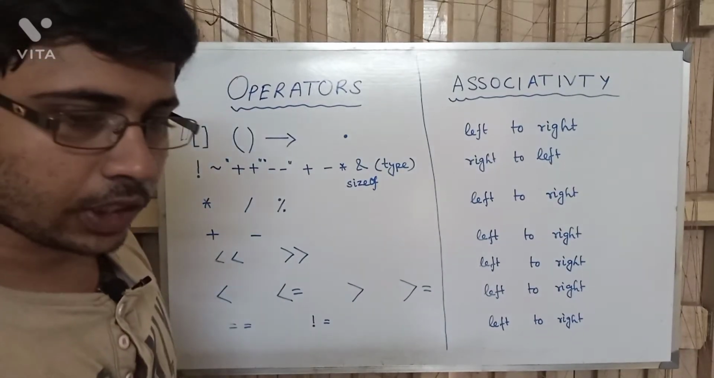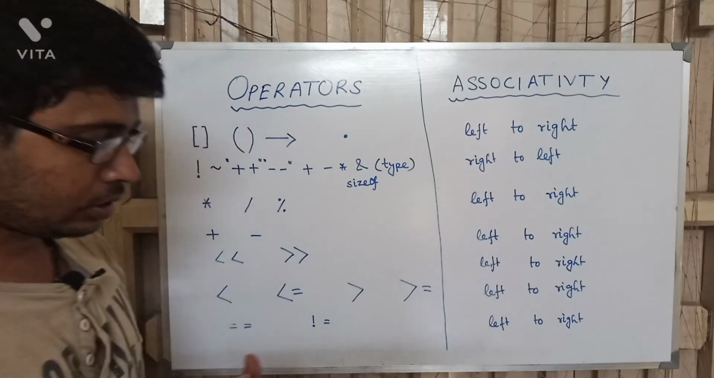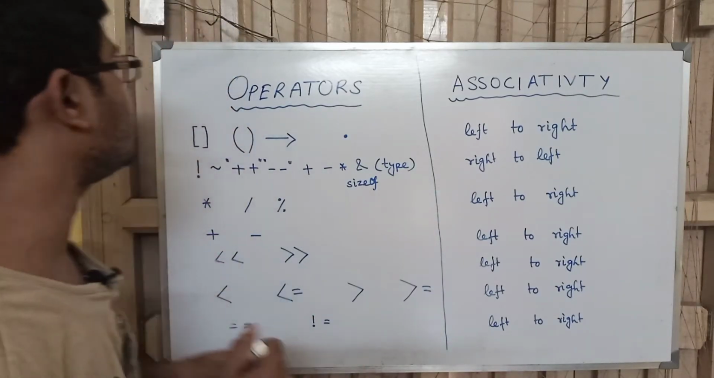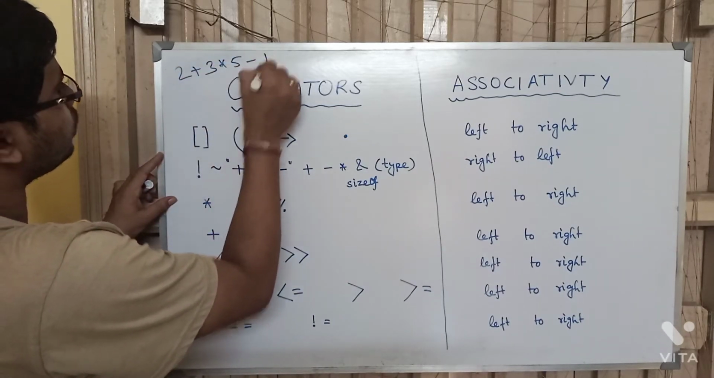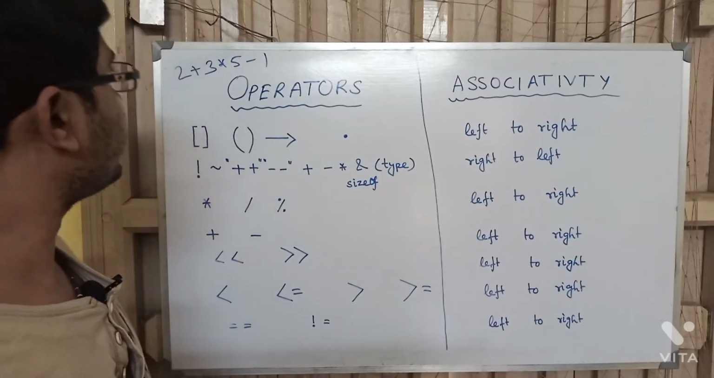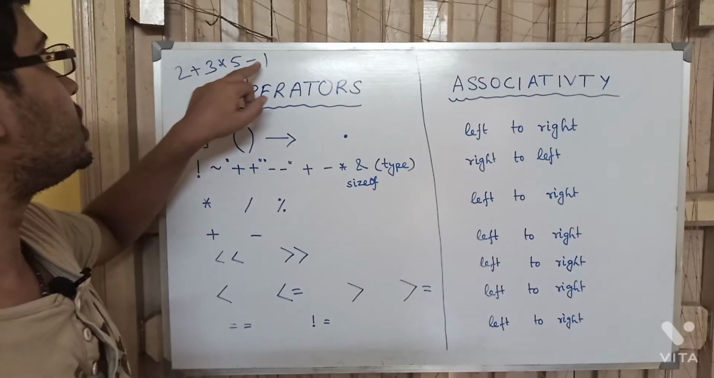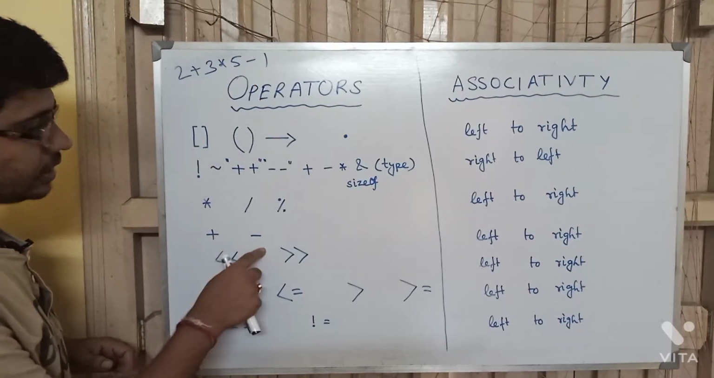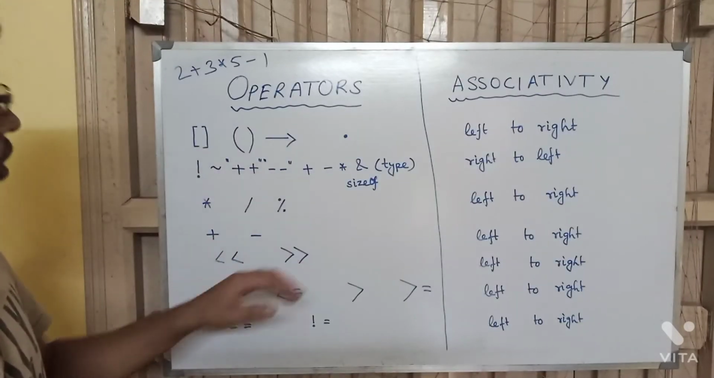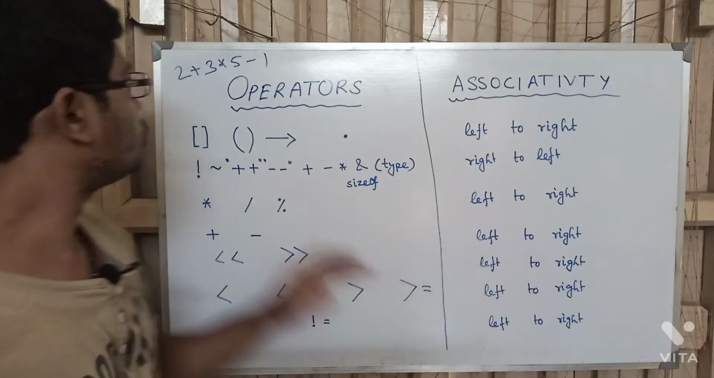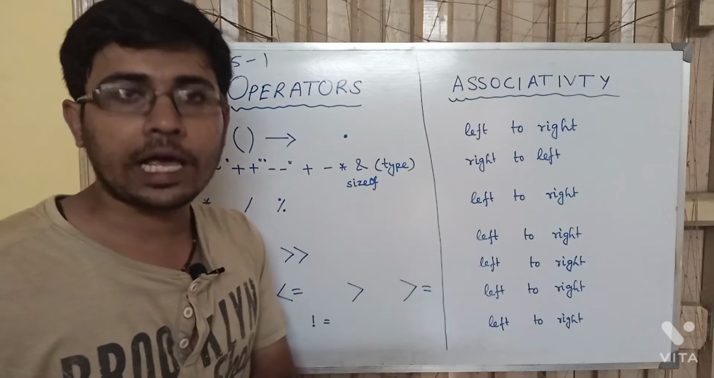Now I will talk about associativity. Suppose there is 2 plus 3 into 5 minus 1. Here you can see that the precedence of plus and the precedence of minus is the same. In that context, you have to operate from left to right. The left expression is operated first and then the right expression. That is the meaning of associativity.